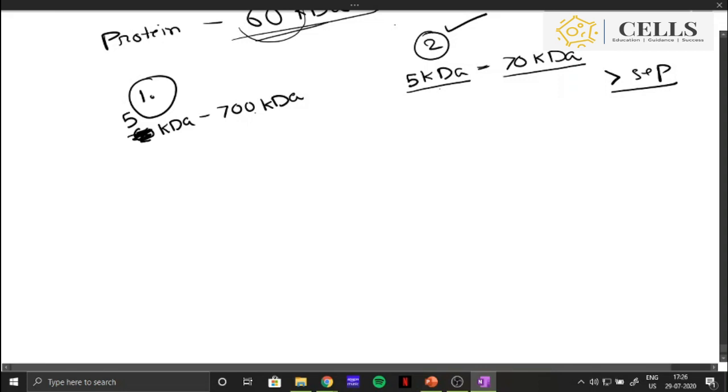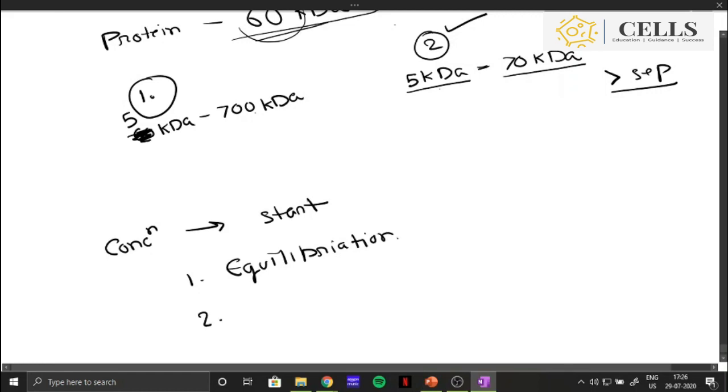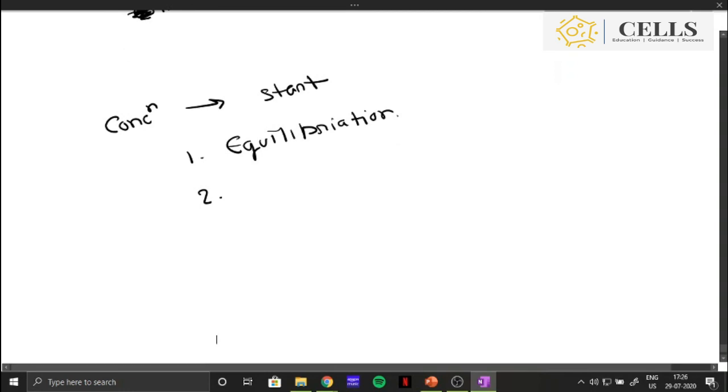So for gel filtration, as I already said, you need a concentrated protein to start with. The steps are the same. Number 1, you have equilibration. This is the last topic that we are dealing with, we'll cover it in a few minutes. Number 2, you have washing, to remove the non-specific bindings.